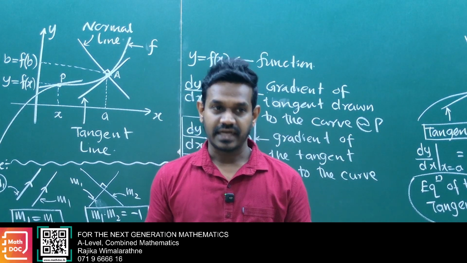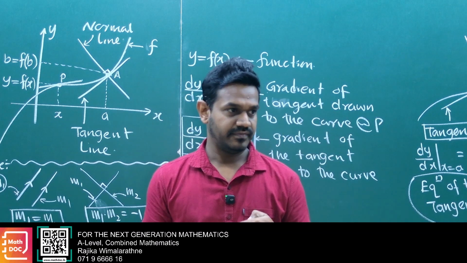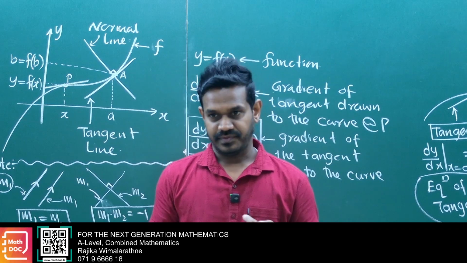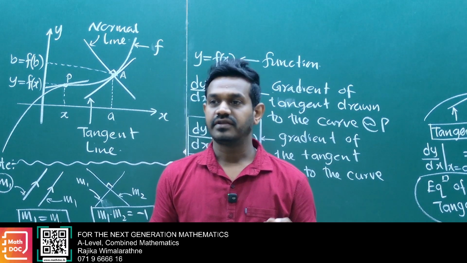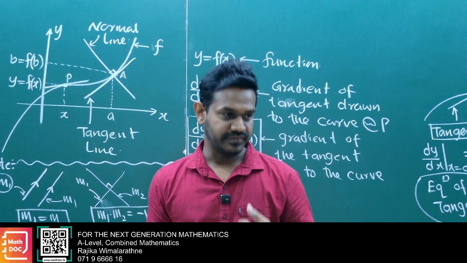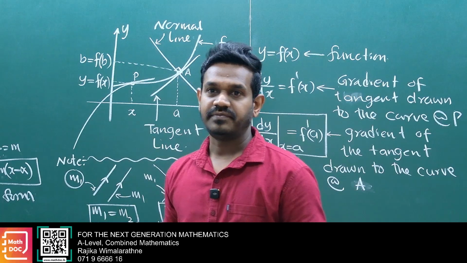If you say that is gradient m, then the perpendicular line gradient we say minus 1 over m. Thereafter you can find the gradient of the normal. Now we know the gradient of the normal and the point given, then you can find the equation of the normal. Very simple thing, that's the concept.